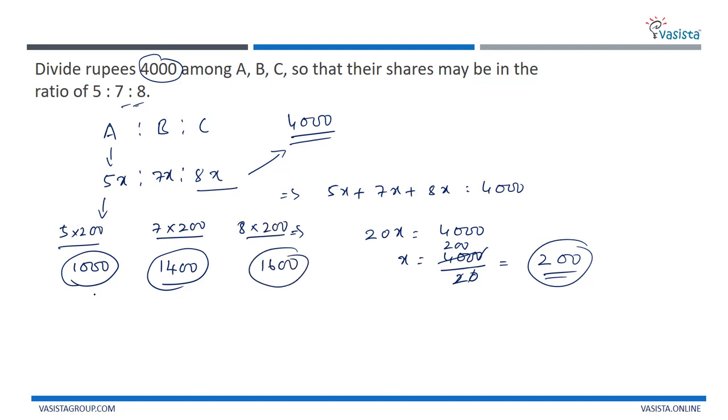1,600. The answer is: A's share is 1,000, B's share is 1,400, and C's share is 1,600, in that 4,000 rupees. Hope you understood, right? Fine.